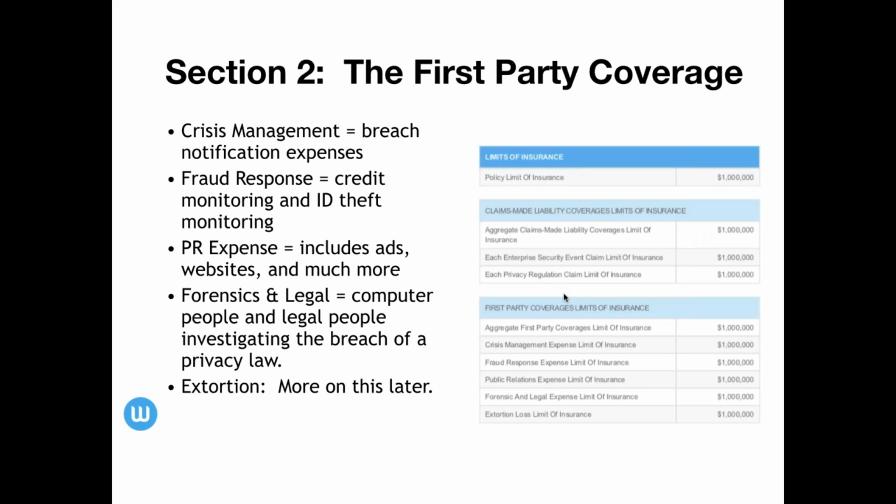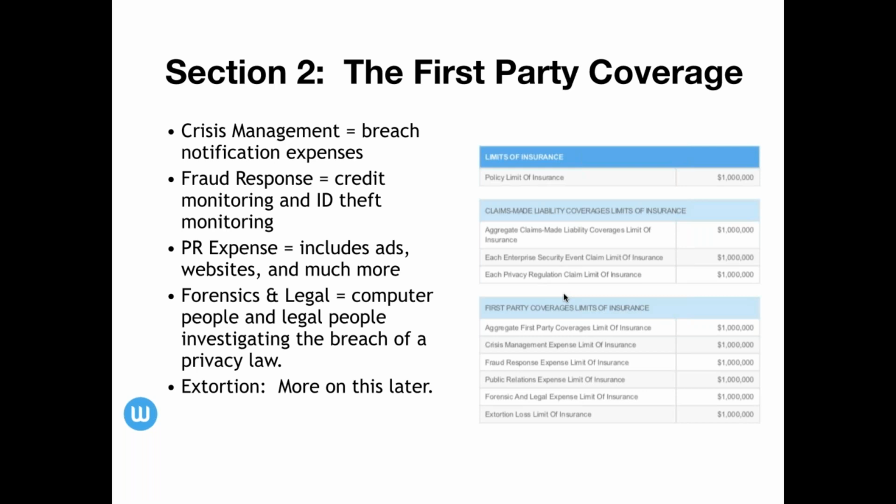So the first thing I'll tell you, for both third and first party, but particularly the coverage you're looking at here, it is incredibly important to have full limit coverage for each of the items listed, and I'll run through them now. The first and most frequently talked about is what Access Insurance Company, who we work with, calls crisis management, but many others call breach notification expenses.